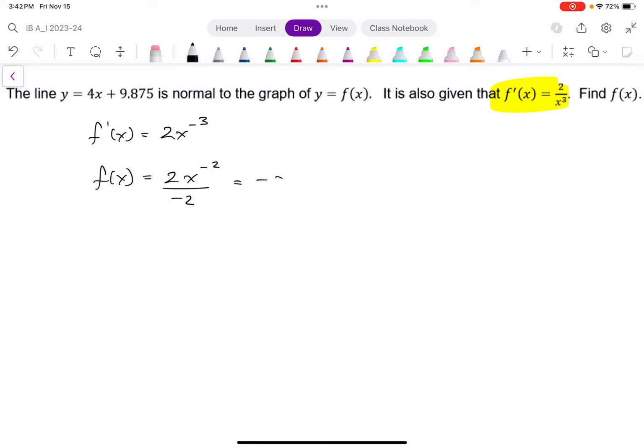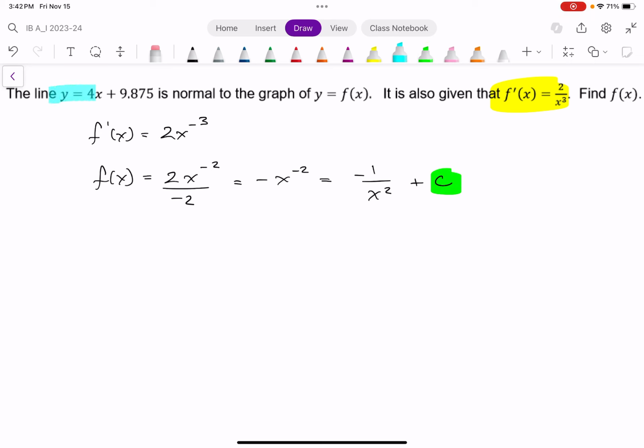Clean this up a bit, I get negative x to the negative 2, or negative 1 over x squared, plus a constant, right? And if it wasn't for that plus a constant, it seems like we're done. We don't want to forget that we don't know what that constant is. So now most of our work is figuring out what is that constant. Okay, well, let's get to this.